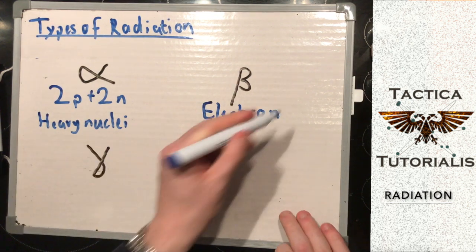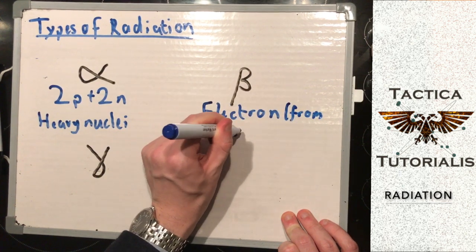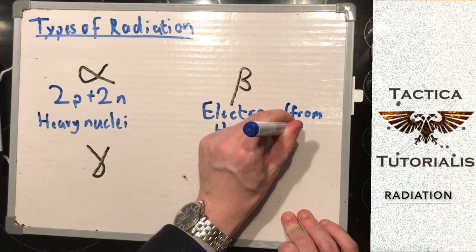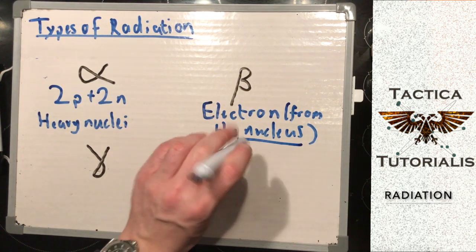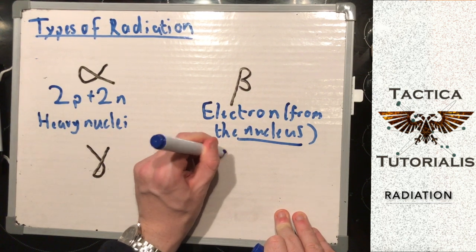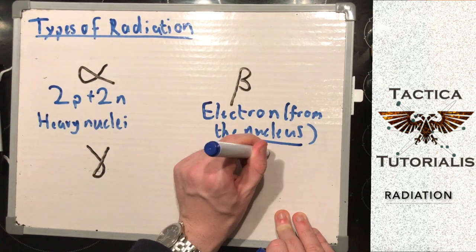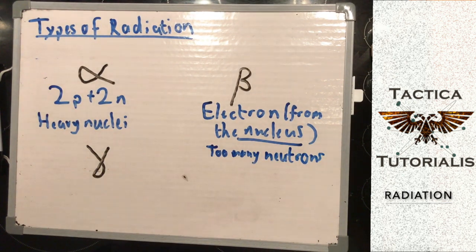So I'm going to put that in brackets, electron from the nucleus. It is not an electron from the shells, which is a common misconception. So make sure you have that in your notes somewhere. If you want to watch that back and write it down, then you are more than welcome to. So it comes from stabilizing atoms that have got essentially too many neutrons. If a nucleus has too many neutrons, it will eject beta radiation.